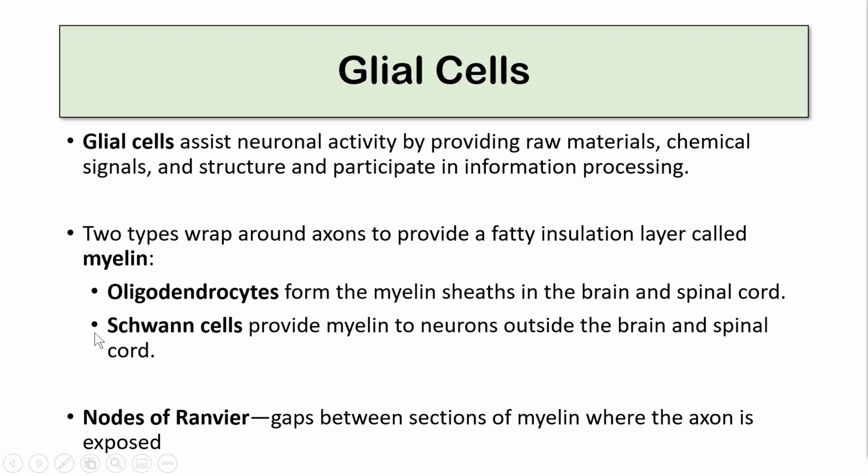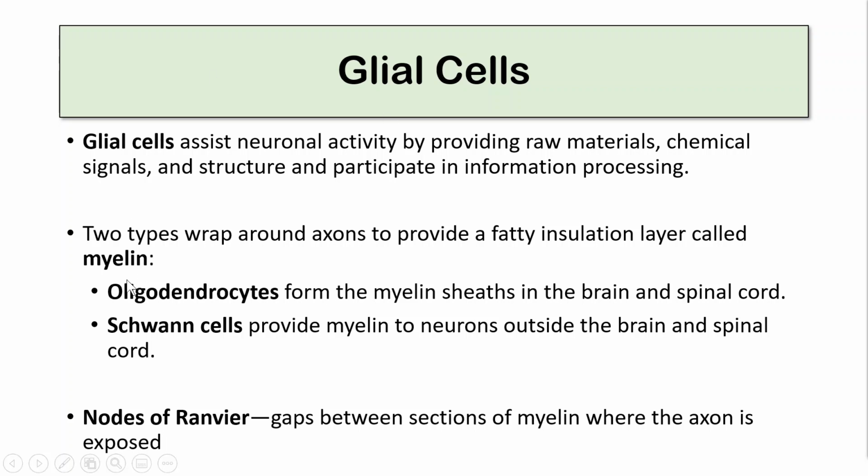Now, the two types of glial cells that produce myelin in the nervous system are, one, the oligodendrocytes, and two, the Schwann cells. Oligodendrocytes form myelin within the brain and the spinal cord, so they are specialized glial cells within the central nervous system. Schwann cells are another type of glial that produce myelin, but are in the peripheral nervous system. They're on the outside of the brain and the spinal cord.